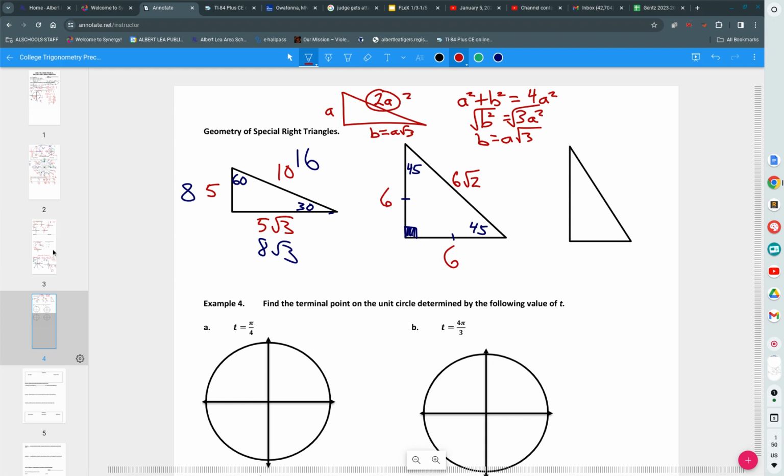Good. So suppose I changed it. Suppose instead of 6, suppose I had this side here was 7 roots of 2. What would this side be? 7 and 7. Okay, so you guys are pretty smart here. Suppose I changed it instead of 7 roots of 2. Suppose this was 5. What would this side be? 5.